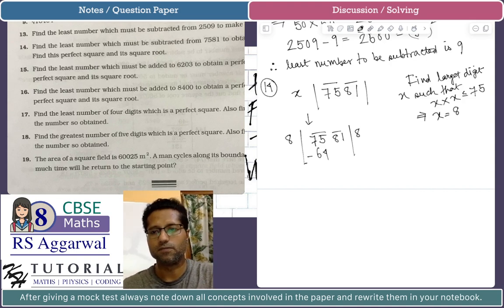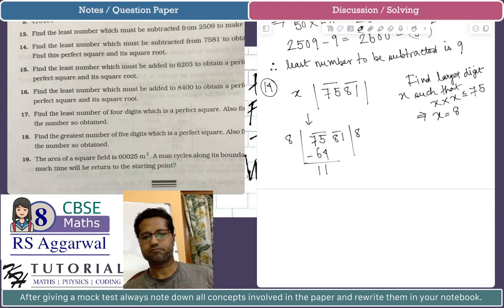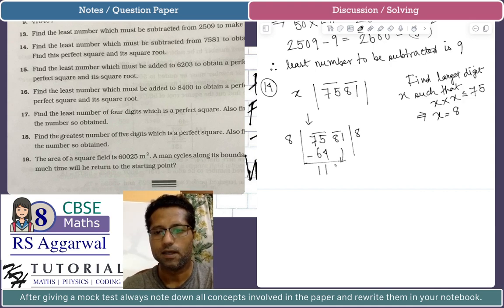Subtracting 64 from the leftmost period, 75, this is 11. Now we will bring down the next period, that is 81, and the next partial divisor will be 8 into 2, 16.